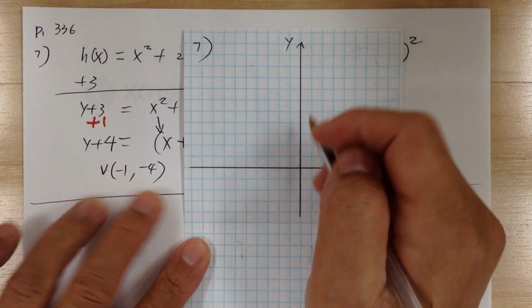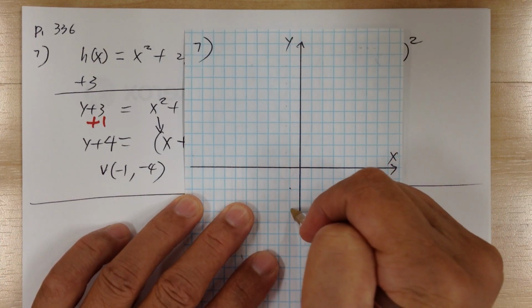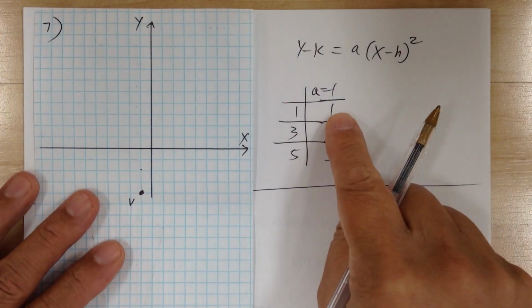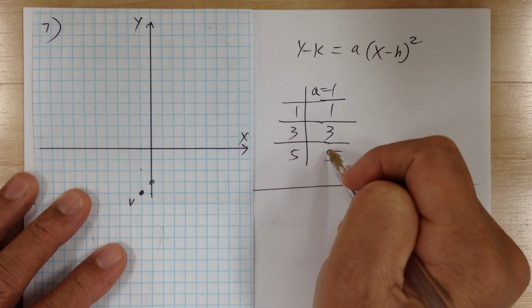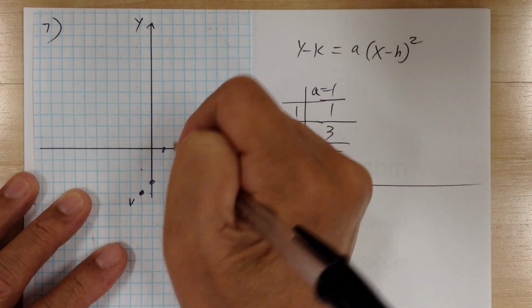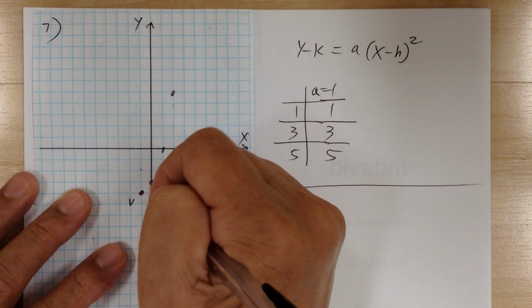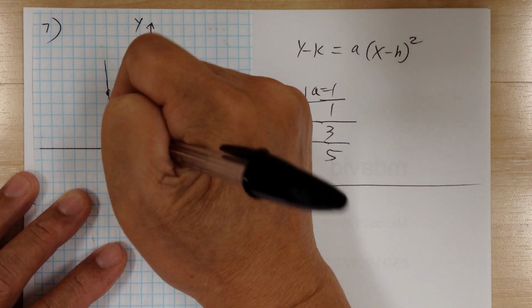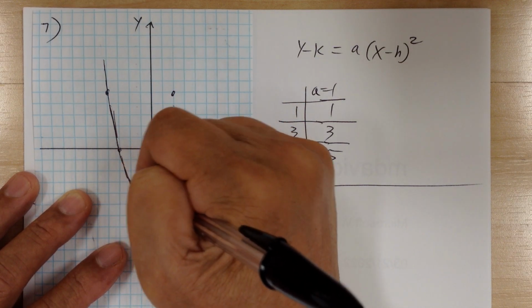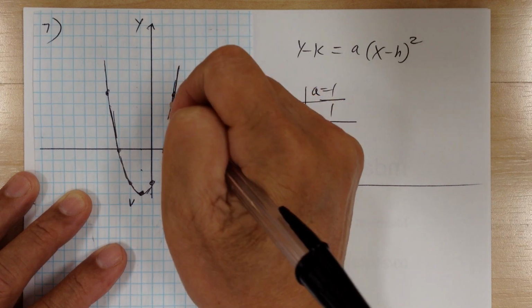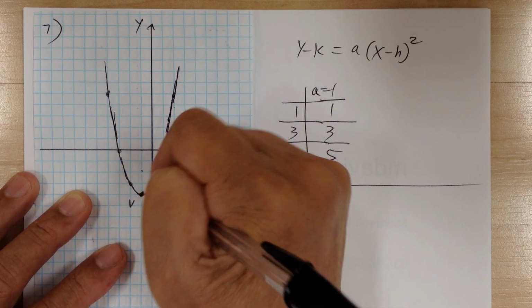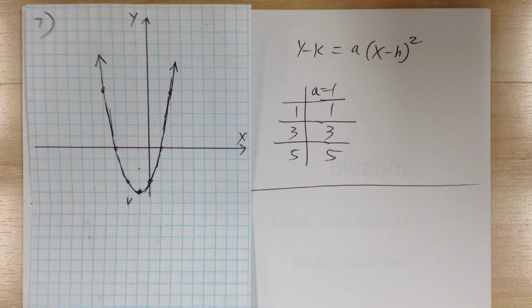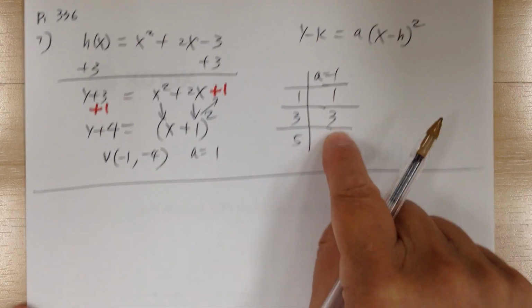Okay, vertex is negative 1, negative 4. So negative 1, negative 4, right over here. That's the vertex. And you go over 1, so you go up 1, then you go up 3, then you go up 5. And the other side will be just symmetrical, like just go across. So your graph will look something like this. Okay, and that's it for number 7. When you use this technique, it's very quick.